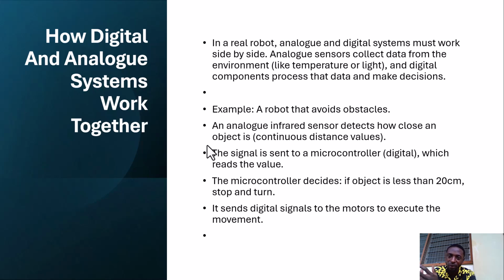Let me go over it again. In a real robot, analog and digital work hand in hand. An example is a robot that avoids obstacles. Let's say you are designing a robot that is walking, but there's an obstacle in its way. What will happen? The analog infrared sensor detects how close the object is, giving continuous distance values, and the signal is sent to a digital microcontroller which reads the value. The microcontroller decides that if the object is less than 20 centimeters, it should stop and turn. That is how a robot works.